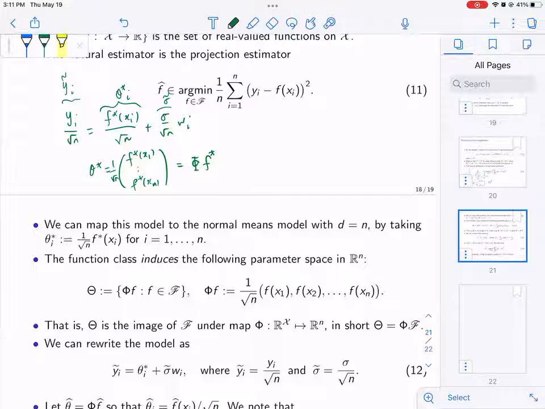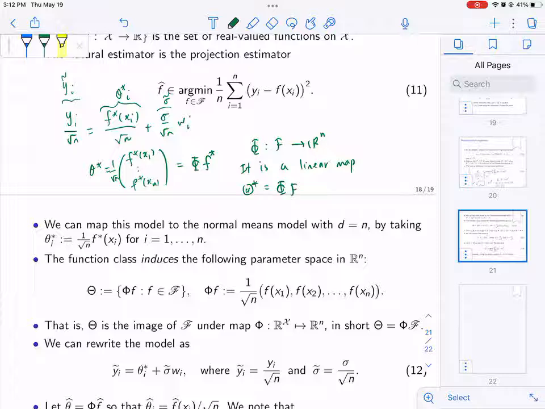So phi works from the function space to Rn. It is a linear map. So it's easy to see that if I add two functions and map them, basically I'm sampling them. This is a sampling operator. So it samples the function at those points. So addition turns into addition, scalar multiplication into scalar multiplication. That theta star that we had would be just the image.